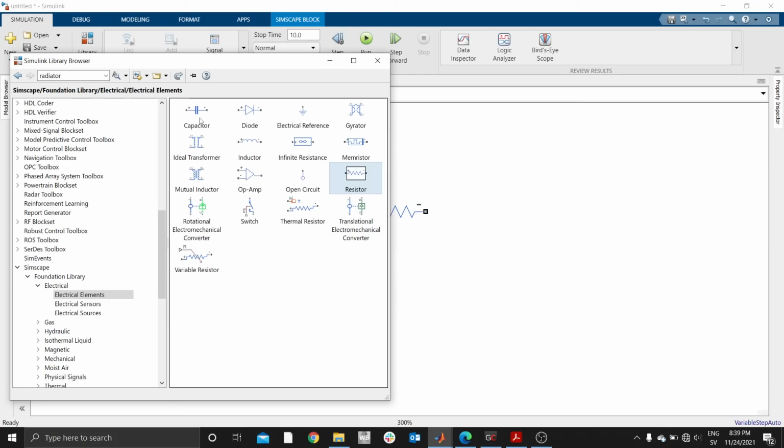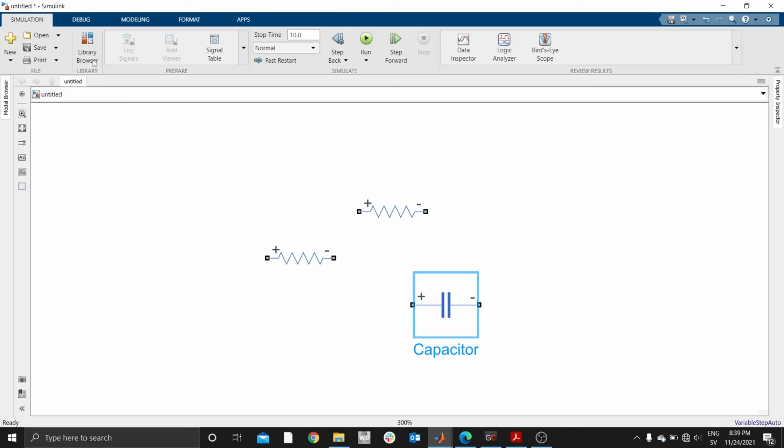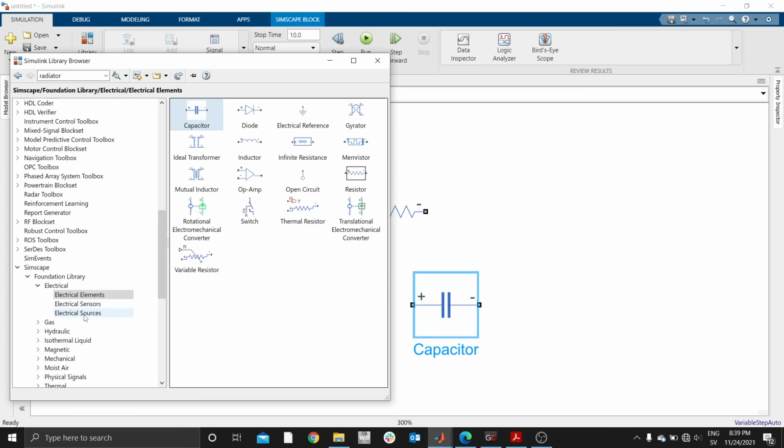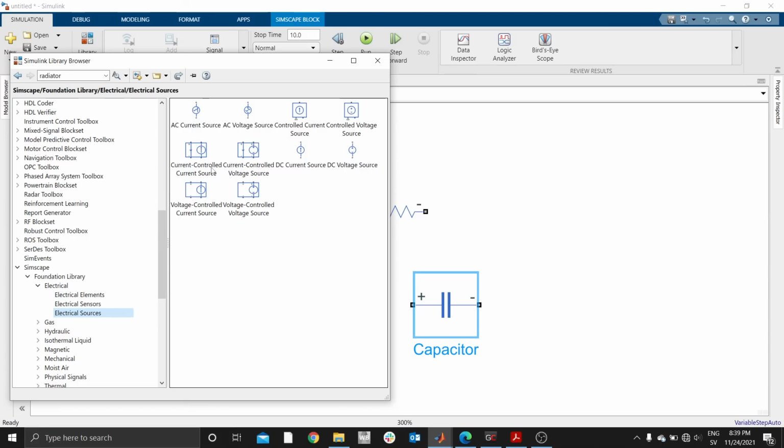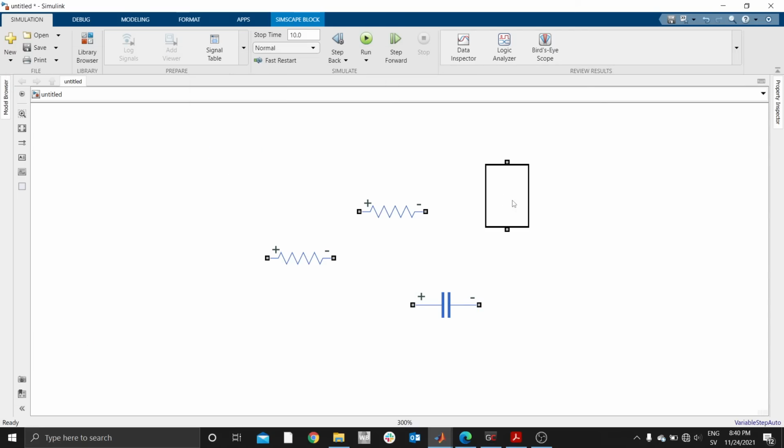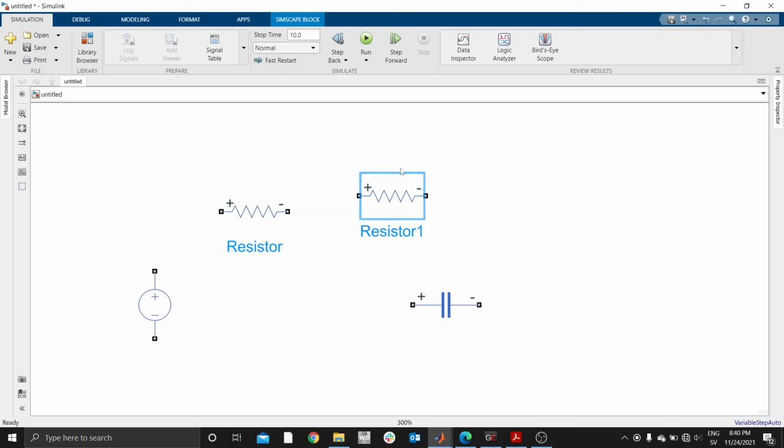A battery needs a capacitor. A battery also needs a source, so we need to use a DC voltage source. For the resistor, we have a leakage resistance here, and we have an equivalent resistance.